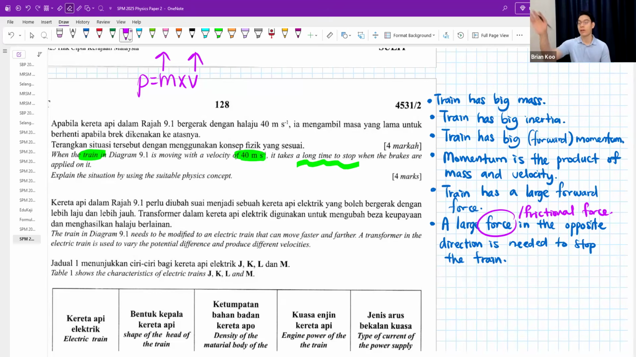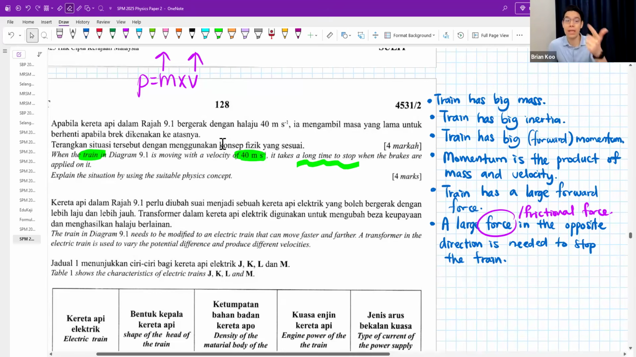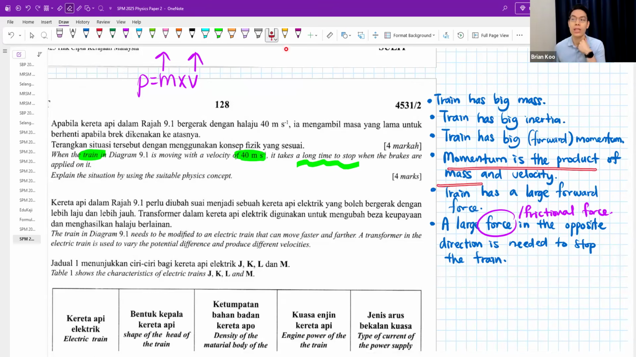Can. Right, so got a lot of things to say. Quite easy to get 4 marks. You mentioned big mass, big inertia, big momentum already, 3 marks. Then you mentioned one more like big force, 4 marks. 4 marks already like that. Okay, and then you can, that's why you sometimes throw in whatever you know, like momentum is mass and velocity times together, or like mass and inertia always one big, the other one also always big.